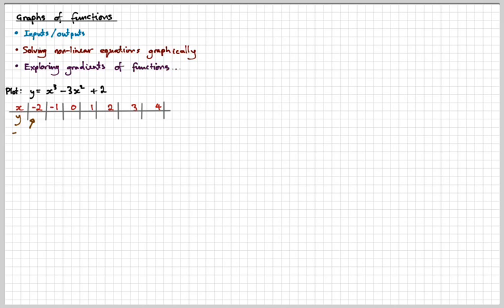Okay, having paused the video, you should get minus 2 cubed minus 3 times minus 2 squared plus 2. Minus 2 cubed is minus 8. Then minus 3 times, well, minus 2 squared is 4. Plus 2, so you get minus 8 minus 12 plus 2, which is minus 18. So in that box you should have put minus 18.